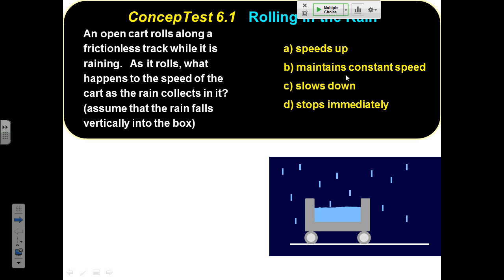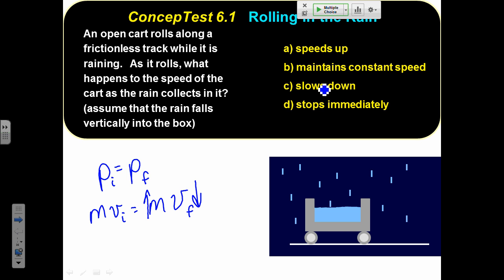It's going to slow down because our momentum is conserved. Our initial momentum equals our final momentum. That's the mass times the velocity. Initial is mass times velocity final. But here, notice that the mass goes up, and since the momentum has to be conserved, that means the velocity has to slow down. So usually when we have objects that are changing momentum, their velocity is changing, but sometimes their mass can be changing too.